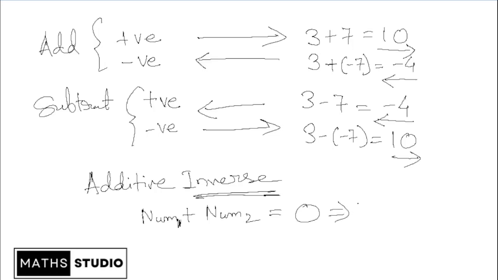That means 2 should be added to what number so that the result is 0? That number is minus 2. So 2 plus minus 2 gives us 0. So the additive inverse of 2 is minus 2. Additive inverse of minus 2 is plus 2. Similarly, additive inverse of minus 7 would be 7. Getting me? Additive inverse of a number is that same number with the opposite sign. So all this we had done in class 6 earlier.